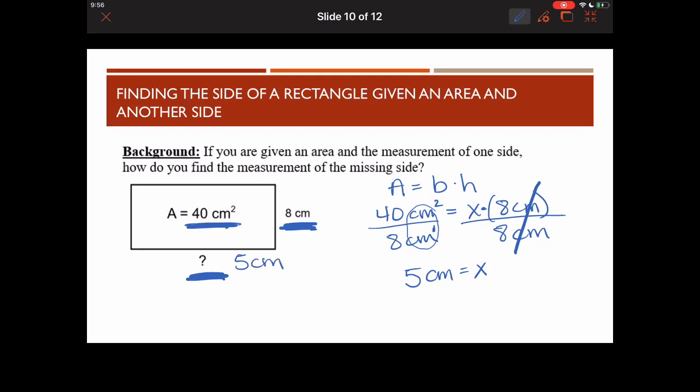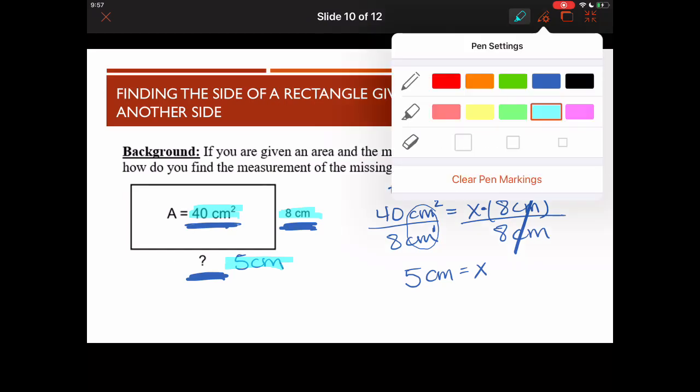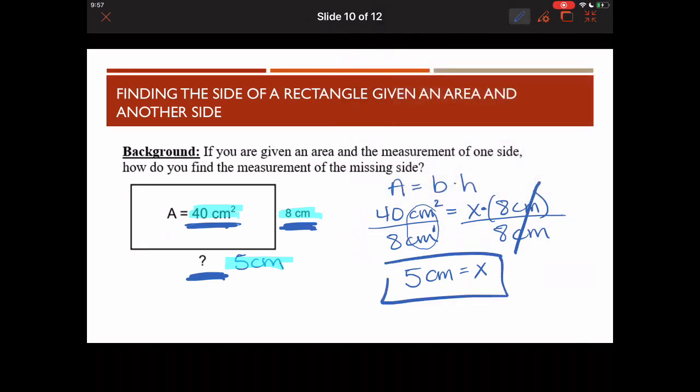And does that make sense? Well, I can check. 8 centimeters times 5 centimeters is 40 centimeters squared. So yeah, that makes sense. That answer makes sense. And I should always check to make sure my answer makes sense.